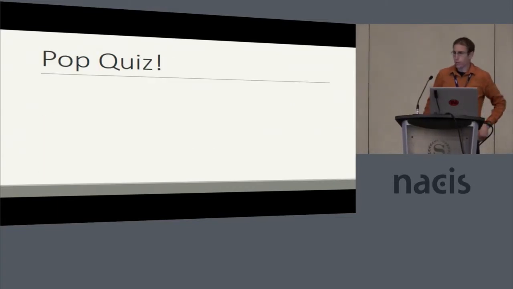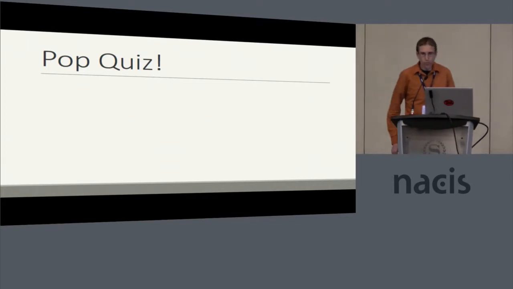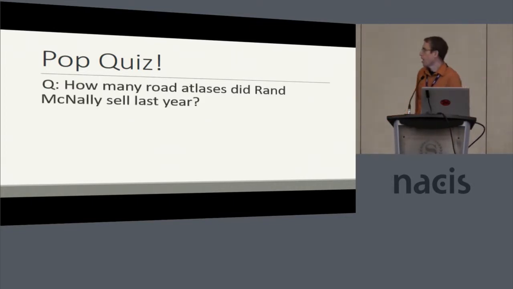So first, the pop quiz. How many road atlases did Rand McNally sell last year? Any guesses? 10,000. Come on, 10,000. All right, anyone else? A million. Anyone else? 50,000. One more? 5,000. Okay, the answer is, actually I have no clue.